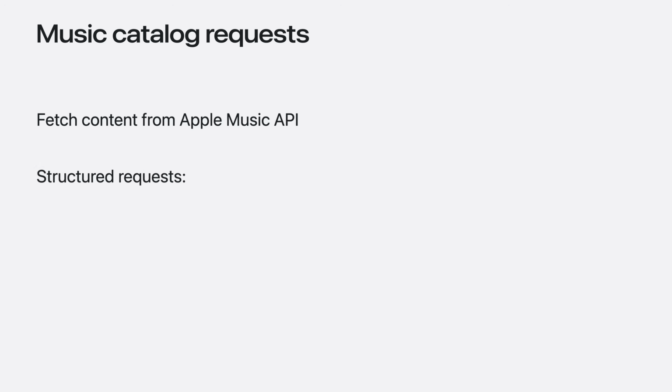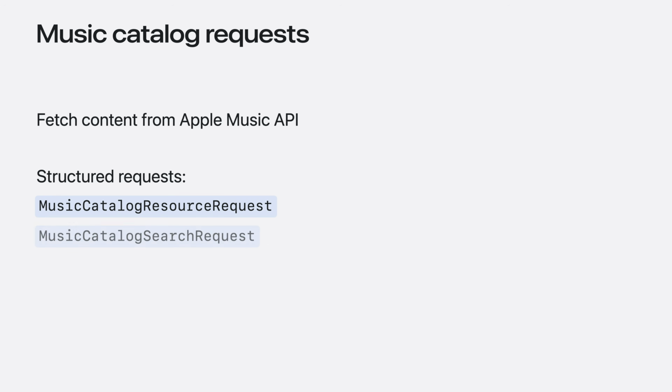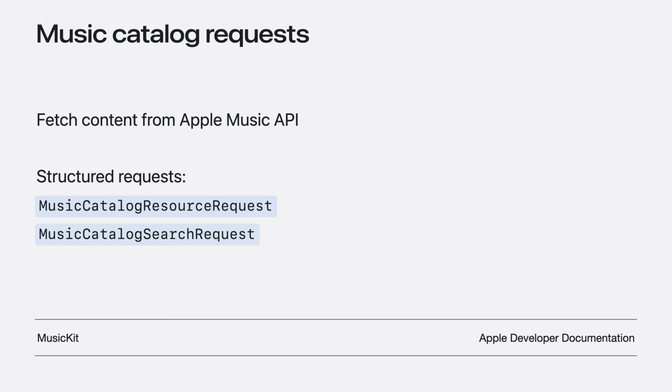In MusicKit, structured music catalog requests allow you to fetch content from Apple Music API. MusicKit offers several structured requests, such as getting items based on a specific filter, searching for music, and other Apple Music curated and personalized content. Explore the MusicKit documentation for the full list and how to use them.